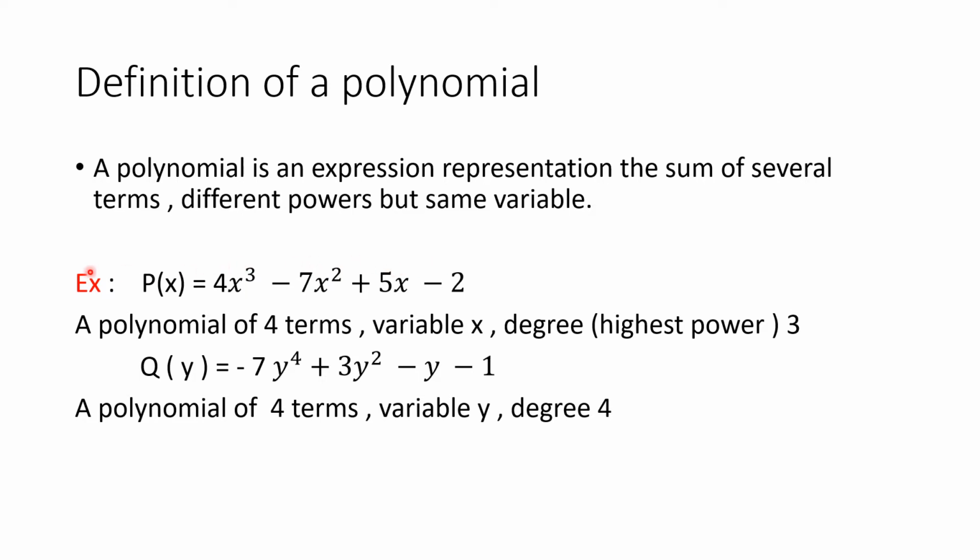This polynomial contains four terms, variable x, degree or highest power of 3. Another example, q of y is equal to minus 7y^4 plus 3y squared minus y minus 1. This polynomial is of four terms, variable y, degree 4.